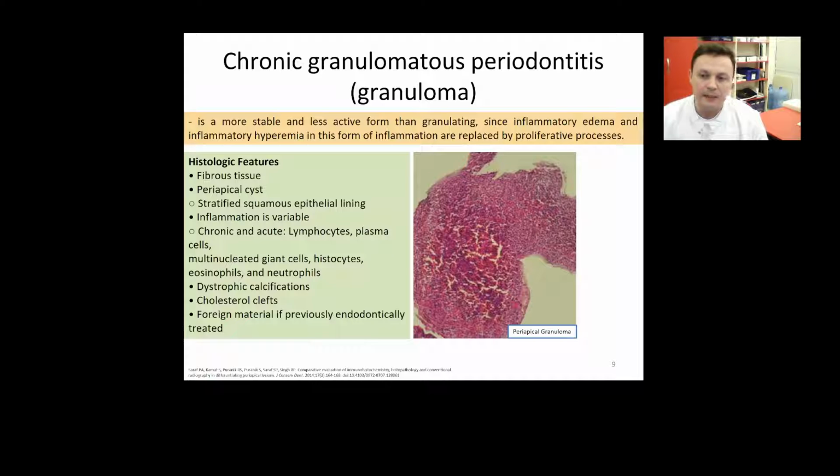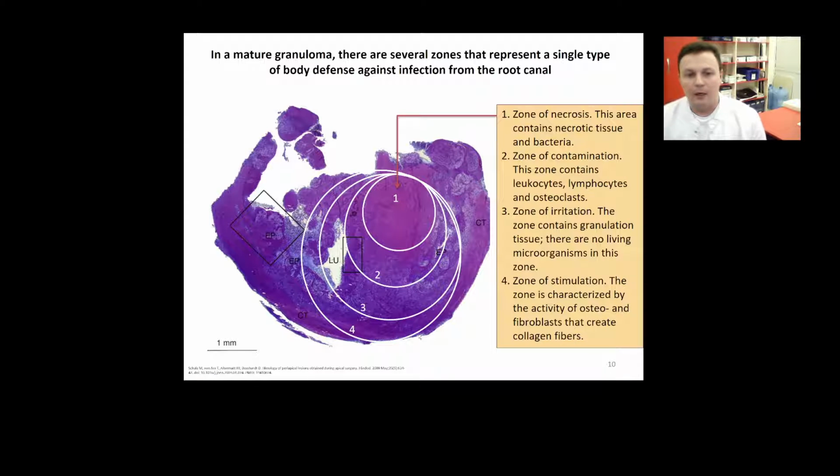Most granulomas, in addition to granulation tissue, contain epithelial cords or epithelial lining. In this regard, root granulomas, according to their anatomical structure, are divided into simple, or non-epithelial, and complex, or epithelial. In a mature granuloma, there are several zones that represent a single type of body defense against infection from the root canal.